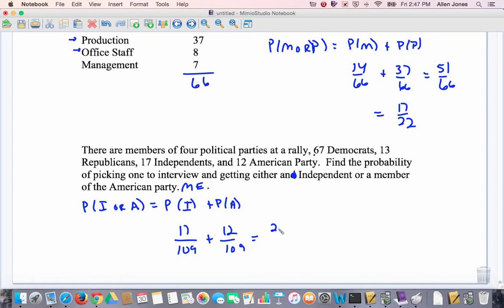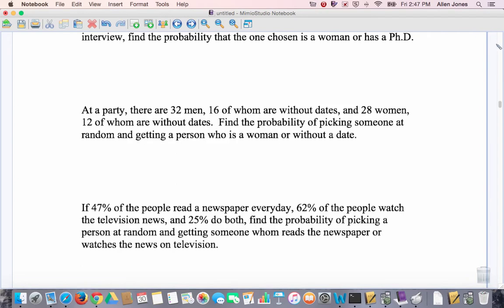And we add those together and get 29 out of 109. Okay, so two quick examples of events that are mutually exclusive. We're not going to be members of both criteria here or all four criteria down here. Anything the same, it's going to be all separate.